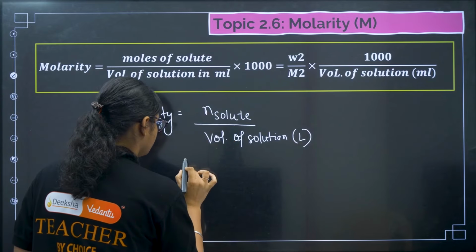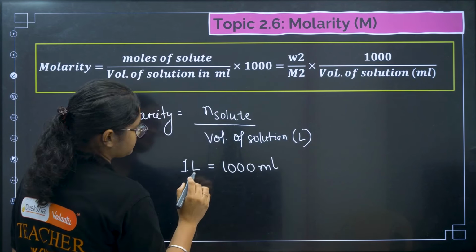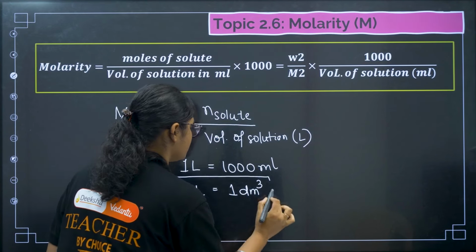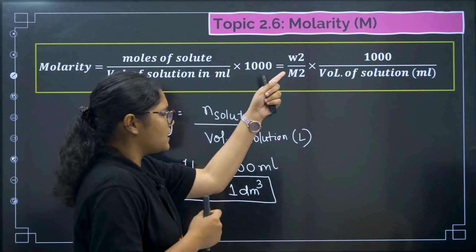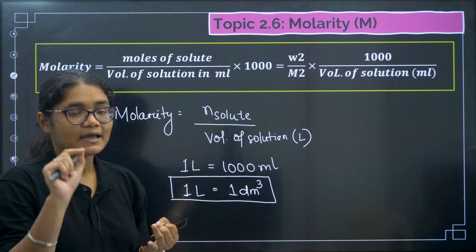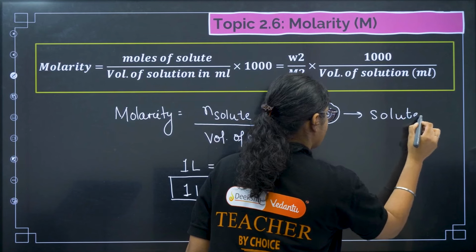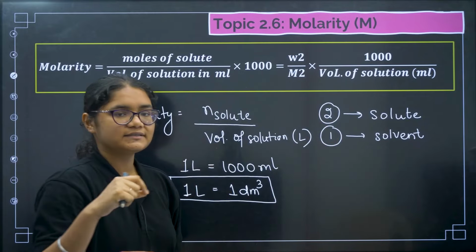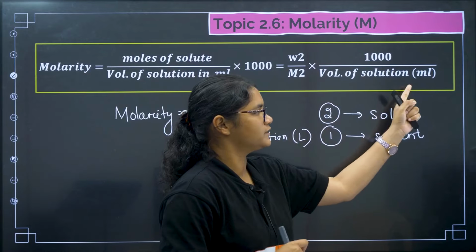Now I will also tell you the different units. You should know 1 liter is equal to 1000 ml, and another term also used, 1 liter is equal to 1 decimeter cube. These unit conversions you should know, because many times we get the question with decimeter cube. Now, what is this W2 by M2? Number of moles is given mass by molar mass, and the subscript 2 represents solute, and 1 represents solvent. So W2 is the given mass and M2 is the molar mass. So given mass by molar mass into 1000 by volume of solution in ml.